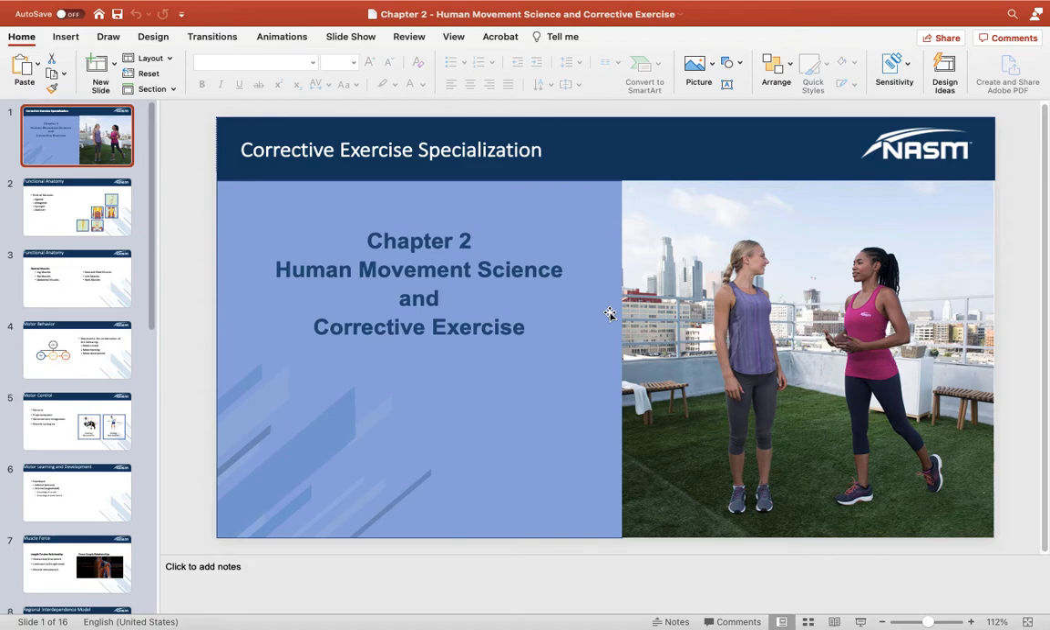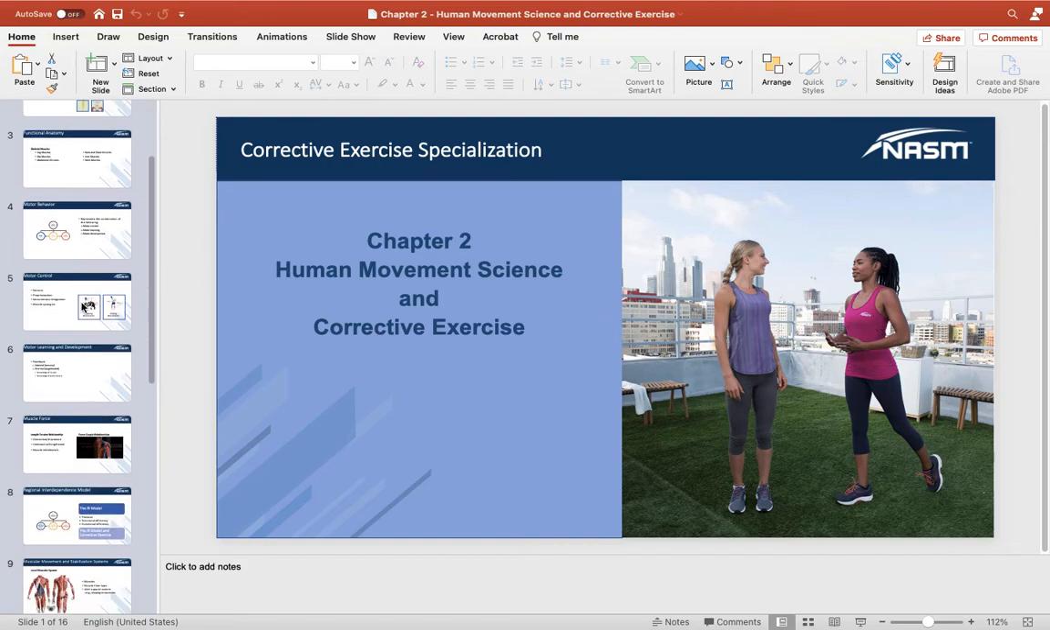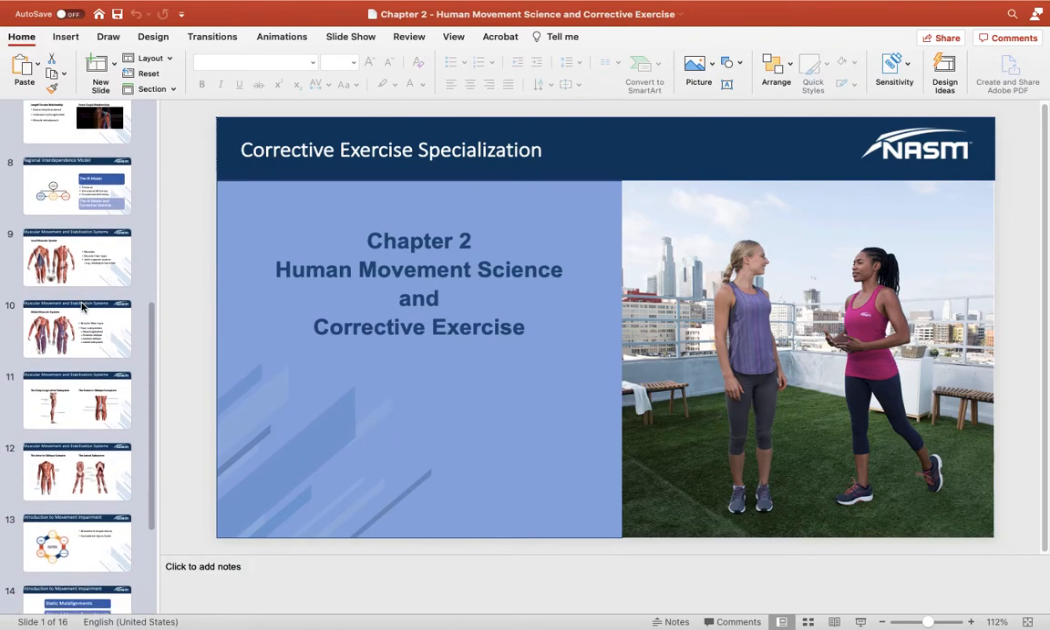Everyone, this is chapter 2, which is our human movement system or human movement science that we're going to talk about, and basically breaking down how everything moves. It's a quick venture into some kinesiology, a little bit of motor learning, a little bit of motor control, just a simplistic version of the anatomy component of everything.